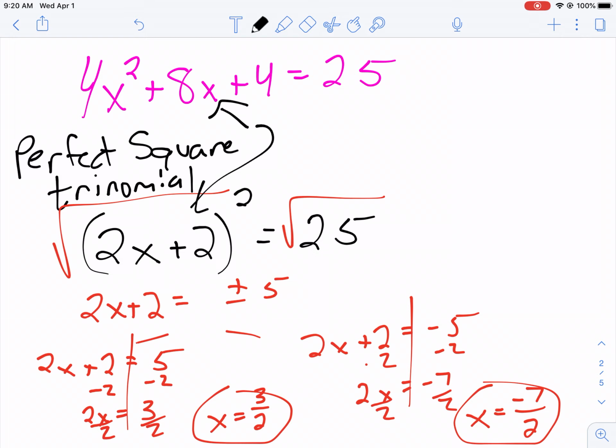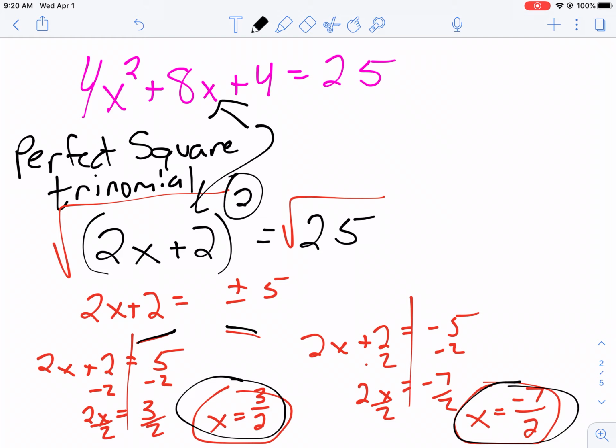And then to get rid of this squared up here, we have to take the square root of both sides, which would be 2x plus 2 equals positive and negative 5. And then this breaks up into two different equations. So 2x plus 2 equals 5, and 2x plus 2 equals negative 5. And then you just solve for x, and we're left with x equals 3 over 2, and x equals negative 7 over 2. And those are going to be your answers there.